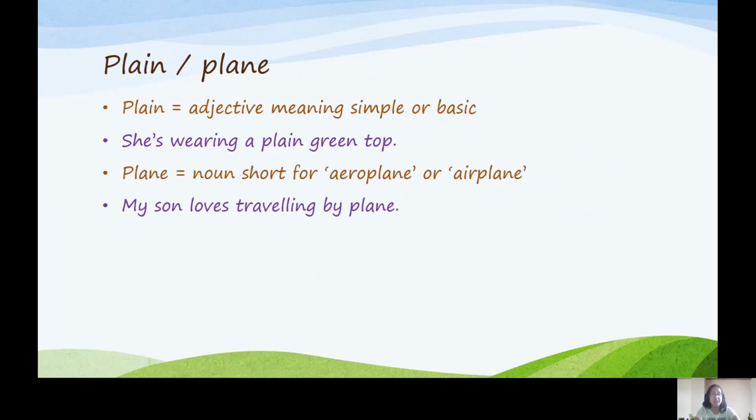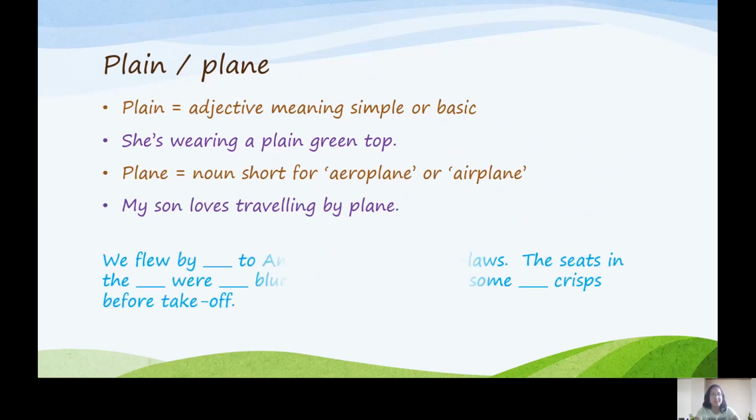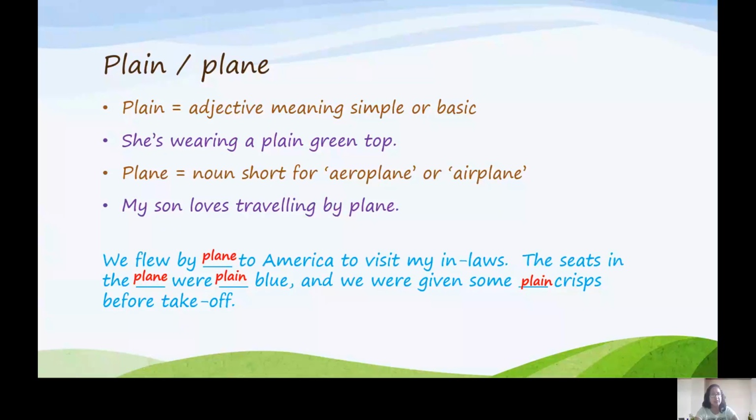For example, my son loves traveling by plane. Look at this text. Which version goes in each one? We flew by plane, aeroplane. In my opinion, my husband would say airplane because he's American. The seats in the plane, in the vehicle, were plain blue, just one colour, blue, no pattern. And we were given some plain crisps, and no other flavour, just plain, not salt and vinegar, not cheese flavoured, just plain salted.